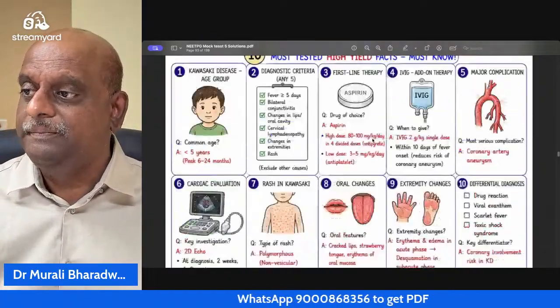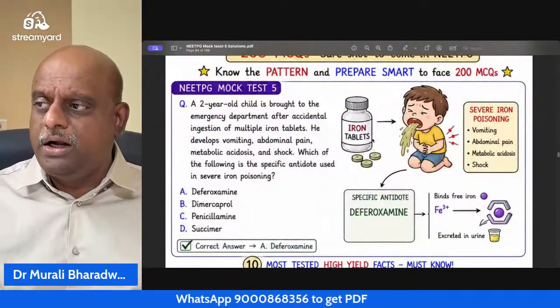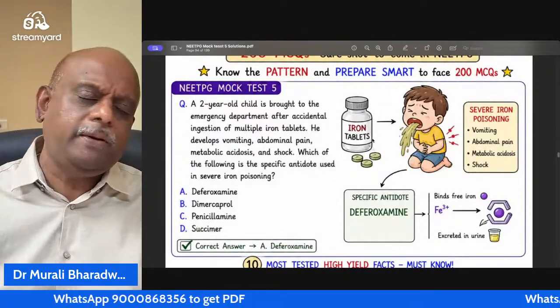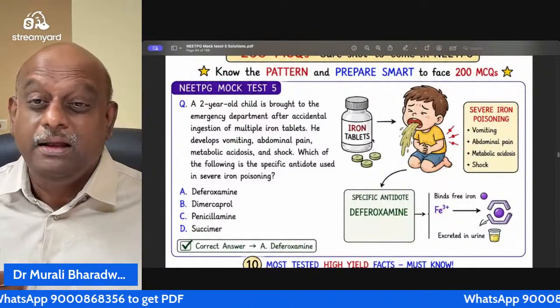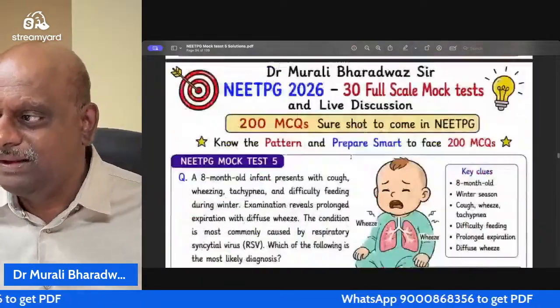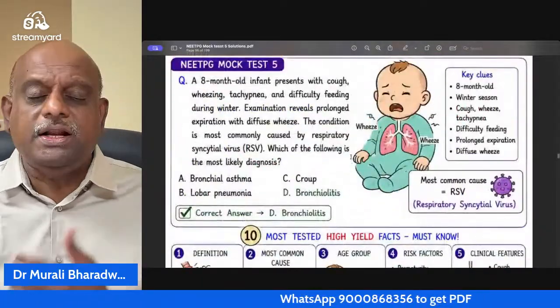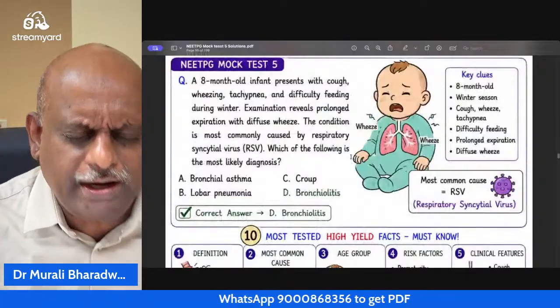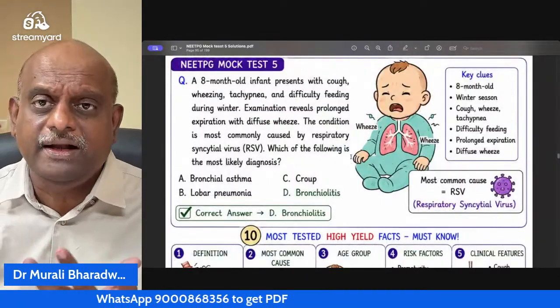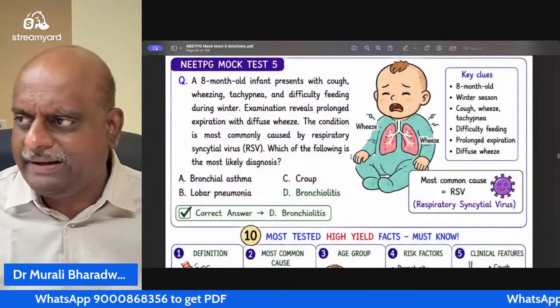exam, doctor. A 2-year-old is being brought to emergency after accidental ingestion of multiple iron tablets. Iron ka antidote is deferoxamine. Respiratory syncytial virus associated bronchiolitis is the most common cause for wheezing, tachypnea, difficulty feeding during the winter.